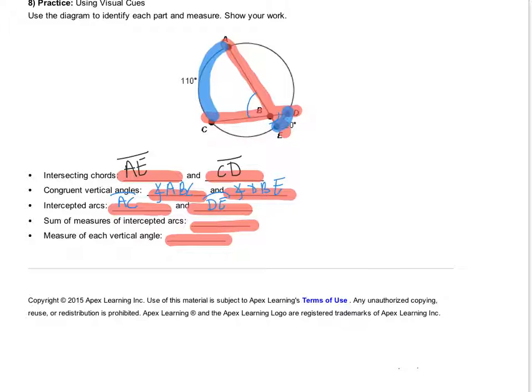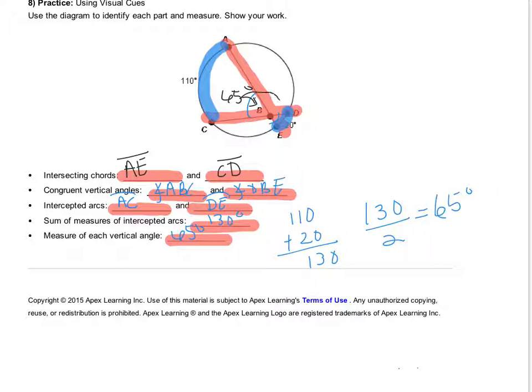The sum of the measures of the intercepted arcs, if we add those two together, 110 plus 20, is going to be 130. And the measure of each vertical angle is going to be 130 divided by 2, so that's 65 degrees. The angle that's 65 degrees is right in here, and if they're vertical, then this one must also be 65 degrees.